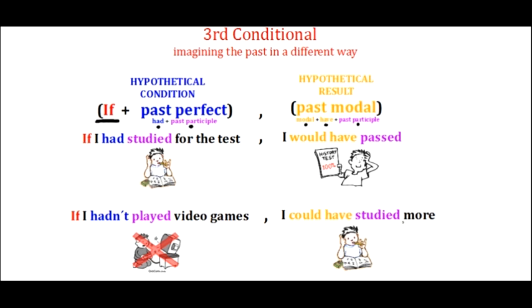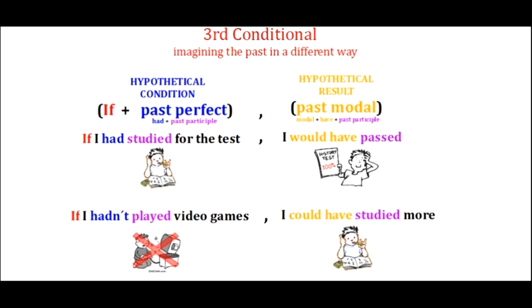Okay? So remember, our condition, hypothetically, we always use the past perfect. For example, if I had studied for the test, that's the past perfect. Or if I hadn't played, that's the past perfect, right, for our hypothetical condition. And the hypothetical result is the past modal. I would have passed, past modal. Or I could have studied, that's also a past modal, okay? So let's take a look at what we can do with this grammar, okay?